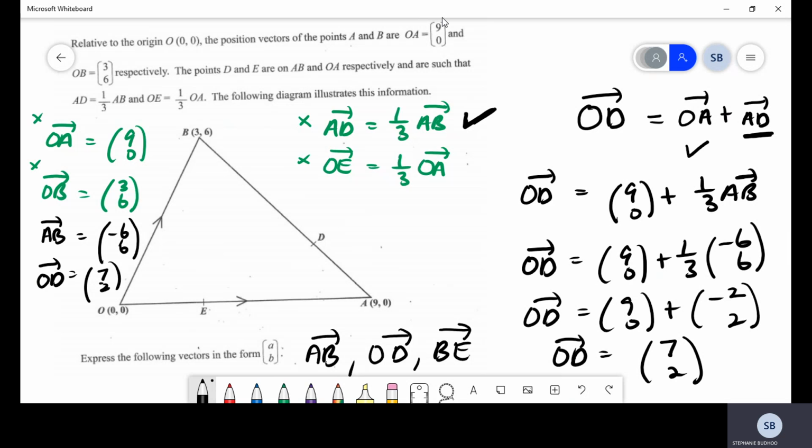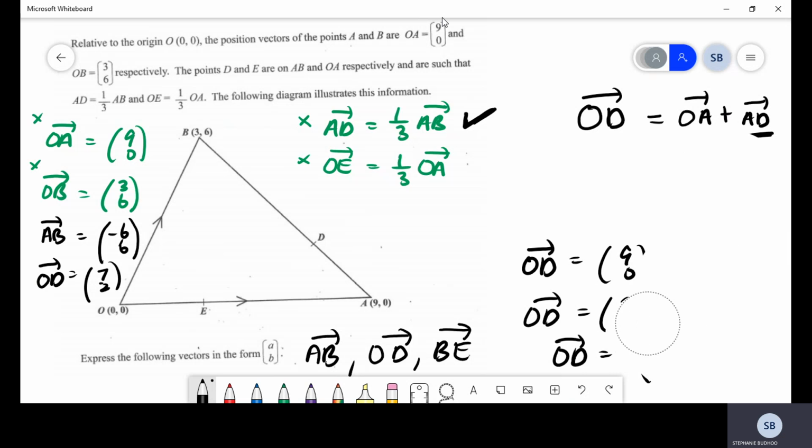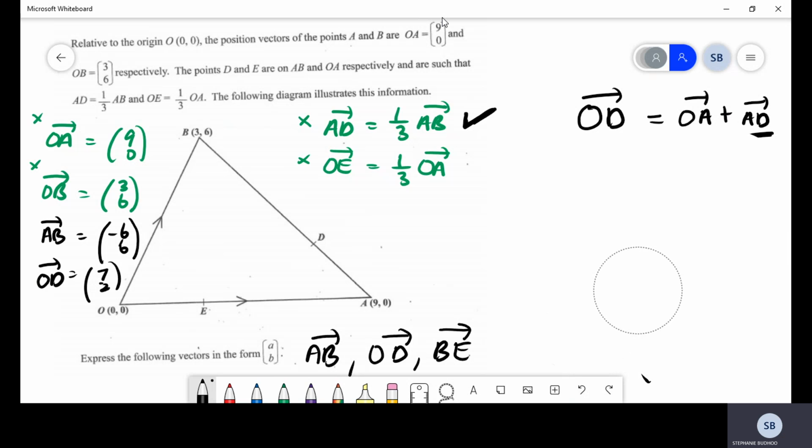Is there another way? Yes, there is another way. Let's see how we could have also worked out this question. So that's how you could have used your diagram to work out that question.